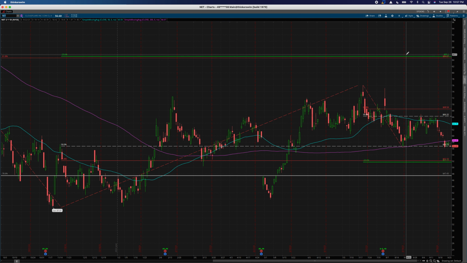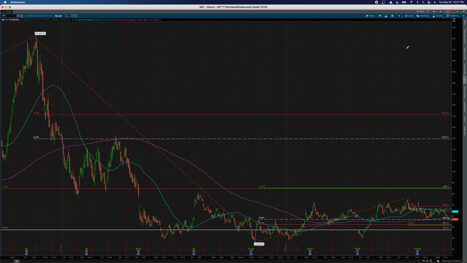And really, to be more conservative, I would want to see a break of this full short to validate the fact that we could head higher. And right now, we just don't have that.